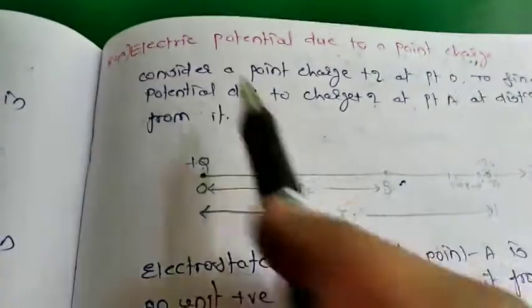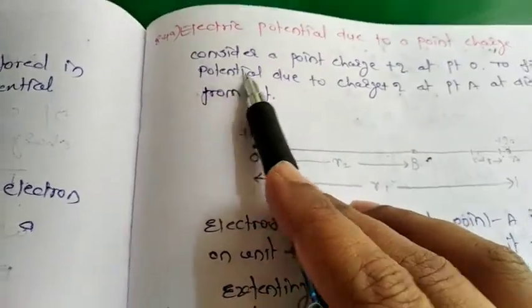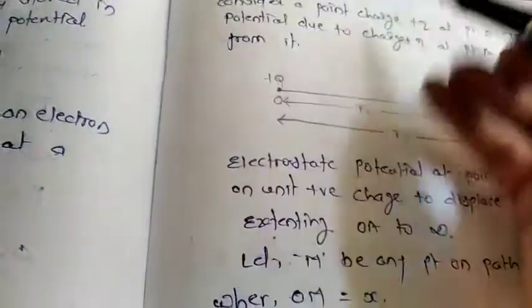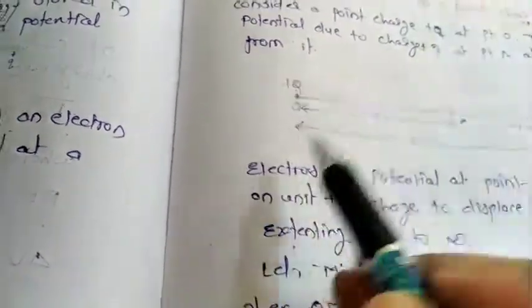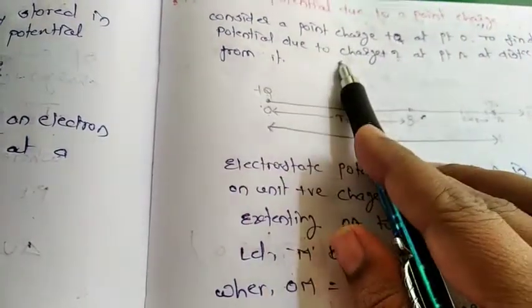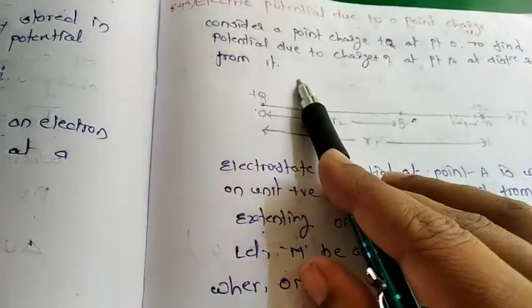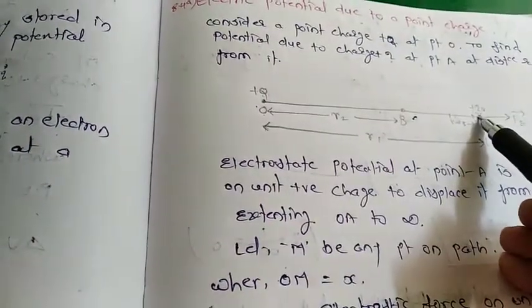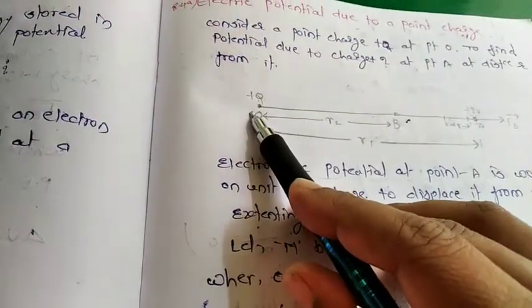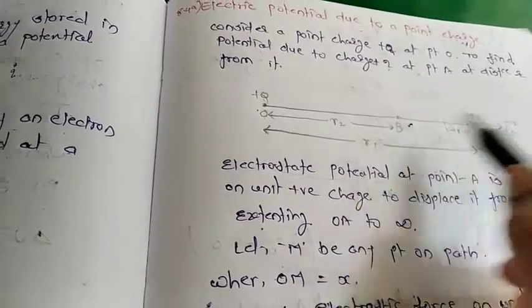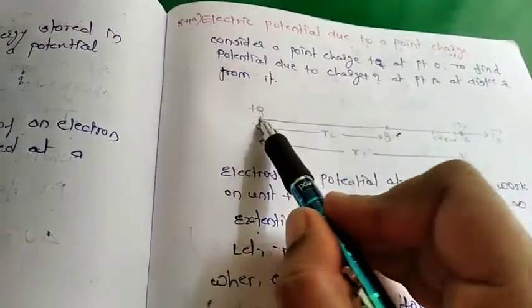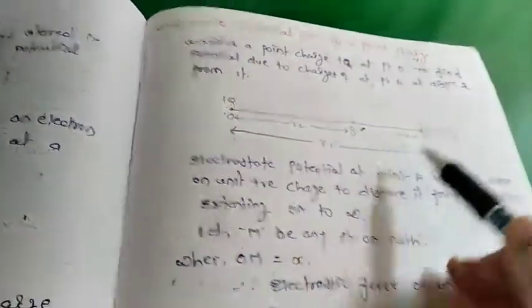Next we will see the electric potential due to a point charge. So here is this charge. Consider a point charge plus Q at point O. It should be capital Q. This charge Q is at the point O. To find the potential due to charge Q at point A at a distance r from it, we are moving a charge in the vicinity of the electric field of charge capital Q, at a point A and at a distance r from this charge. So what is the potential due to movement of this charge? That we have to find.